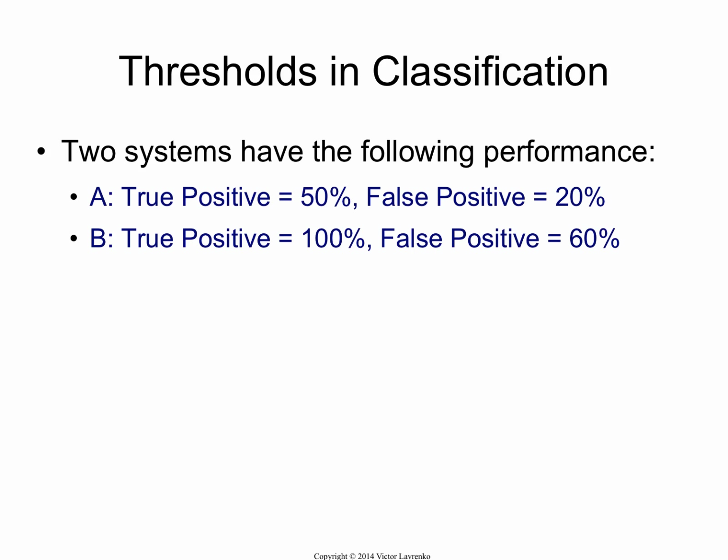And then I get system B, which has a higher true positive rate, so it gets more of the positives classified correctly, but it also makes more errors. It has a 60% false positive rate as opposed to a 20% false positive rate. And the question is, if you had these two systems, which system would you prefer? Which system do you think is better?